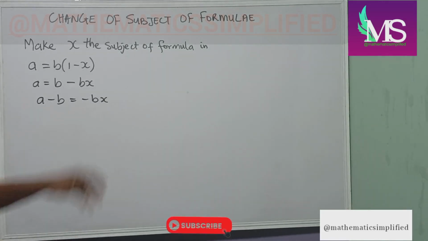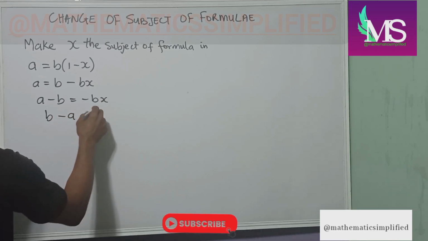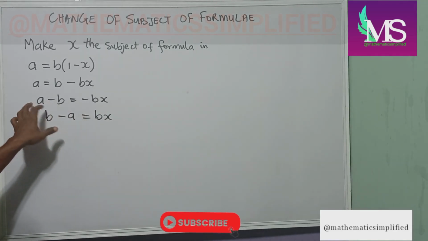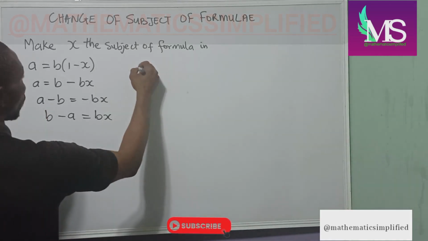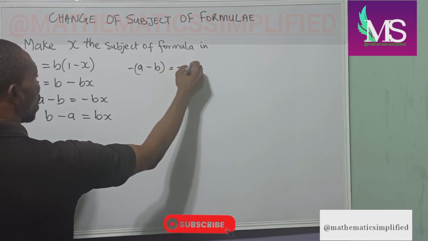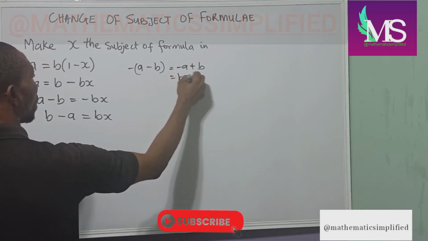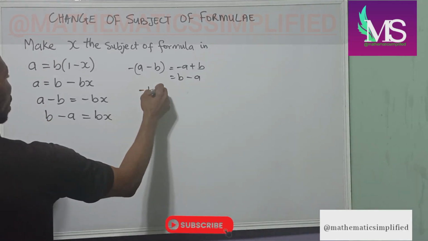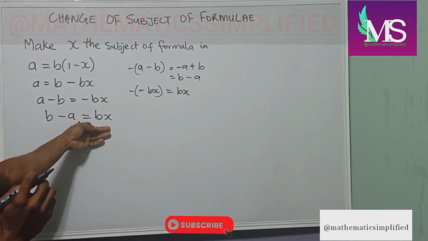Now, since we are going to keep it positive, we can rewrite this as b minus a equals bx. Why? Because if we multiply both sides by a negative, this will become a minus a and a positive b. So this can be written as b minus a. That's how we arrive at this. And if we multiply minus bx by a minus, we have bx. Okay, that's how we arrived at this.